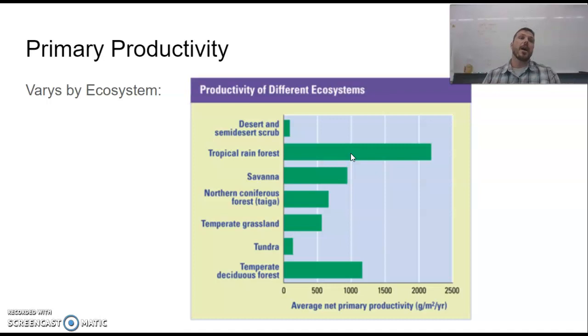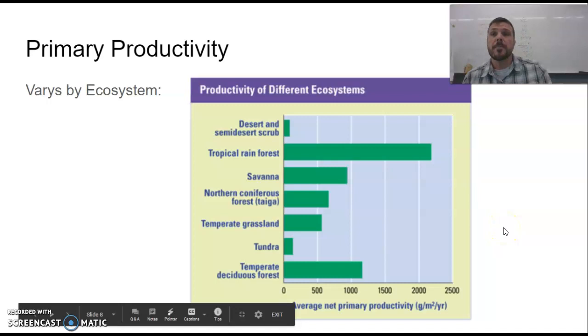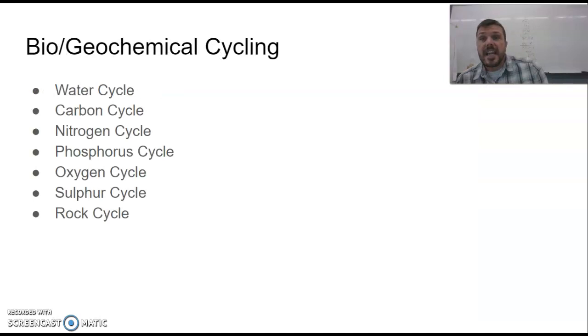And the less primary productivity you have, the less you're going to be able to support as far as the other trophic levels are concerned. So that's an important idea to be thinking about. But that primary productivity thing really is just grams of glucose produced per meter squared per year. And that's what this is getting at. So grams of glucose per meter squared per year produced by the primary producers in that area. So that's the energy piece.